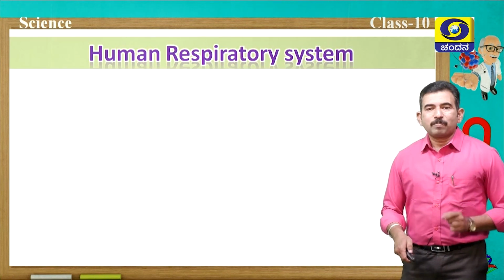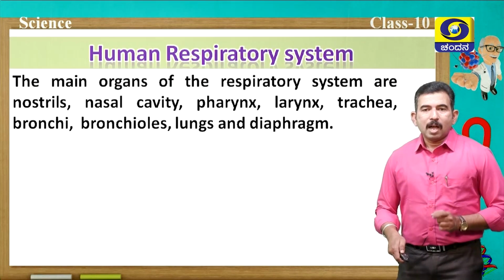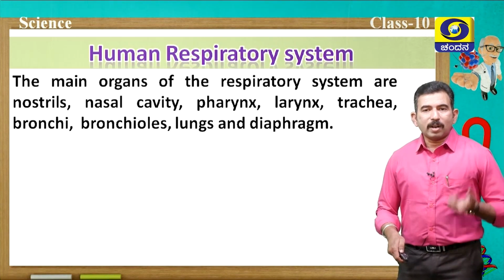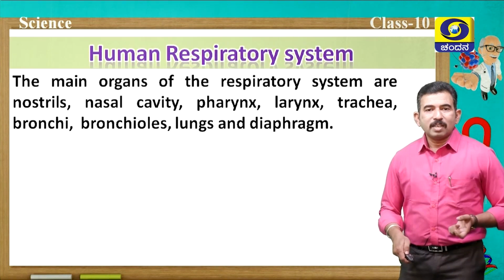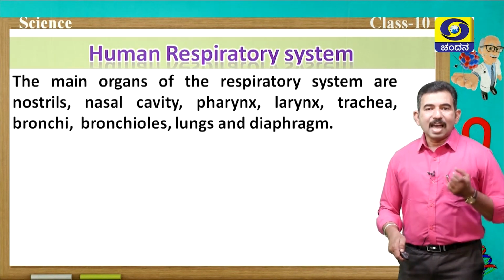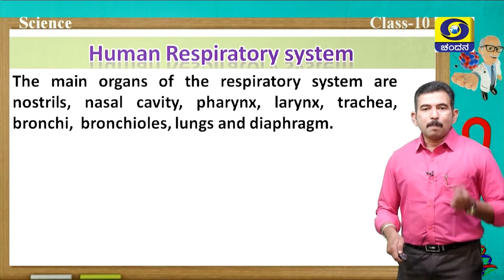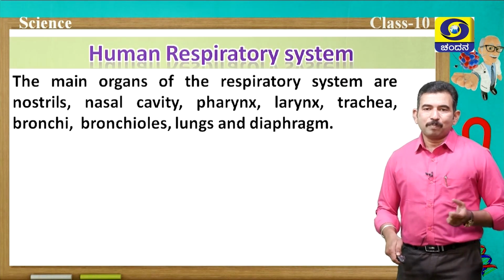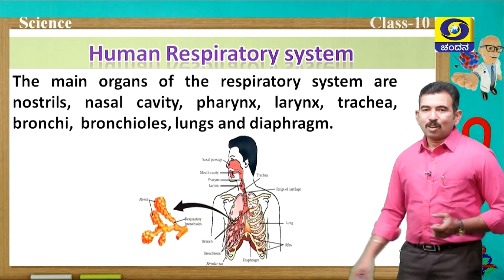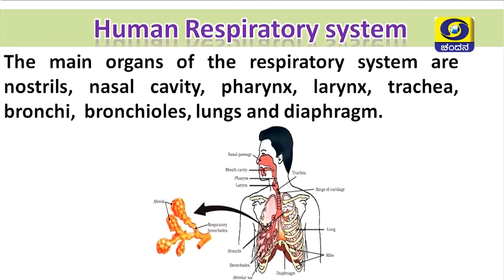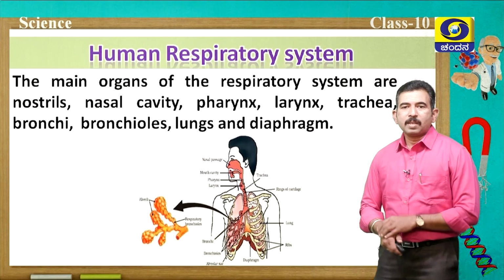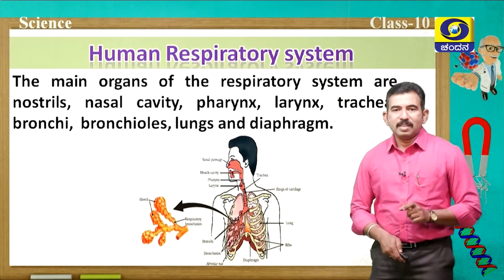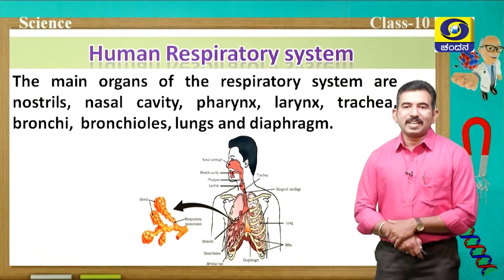Now let us discuss the human respiratory system. The main organs present in our respiratory system are nostrils, nasal cavity, pharynx, larynx, tracheae, bronchi, bronchioles, lungs and a diaphragm. So you can observe nostrils, nasal cavity, pharynx, tracheae, bronchi, bronchioles, lungs and diaphragm. Now let us discuss one by one the different parts of our respiratory system.